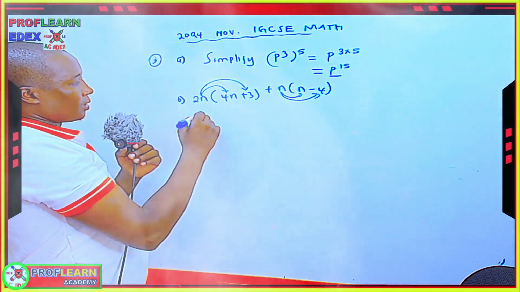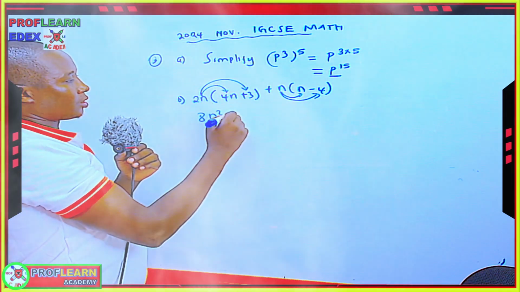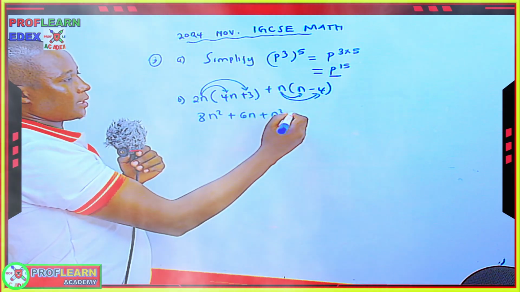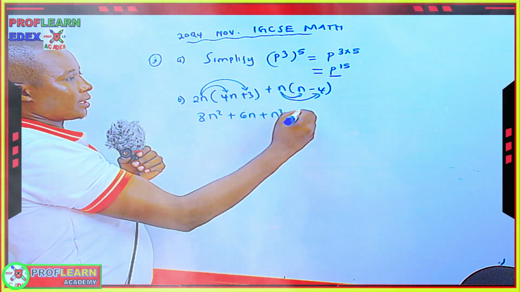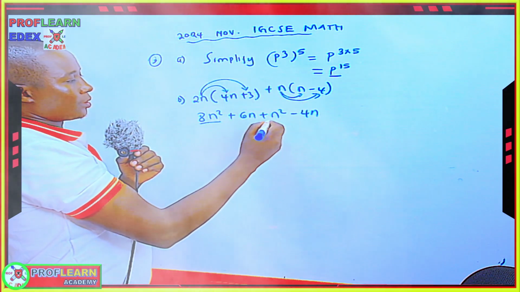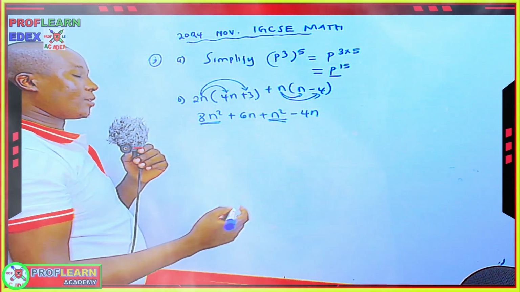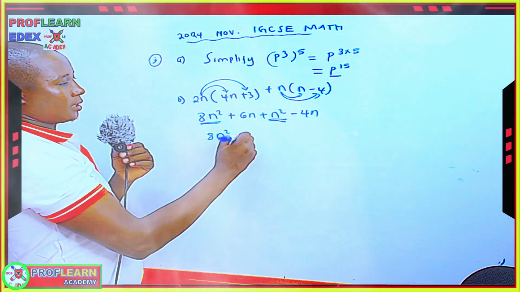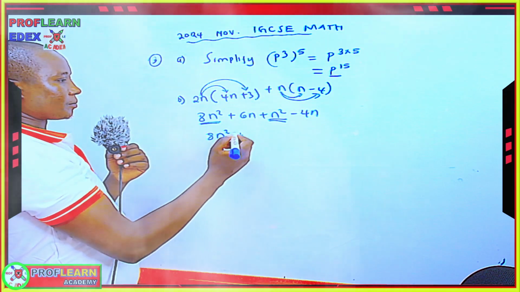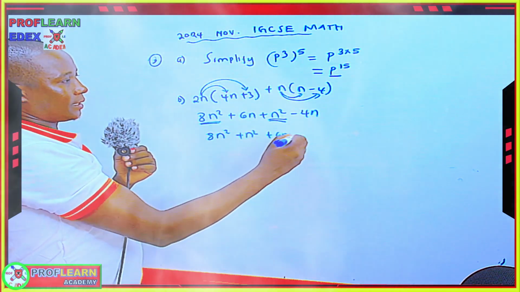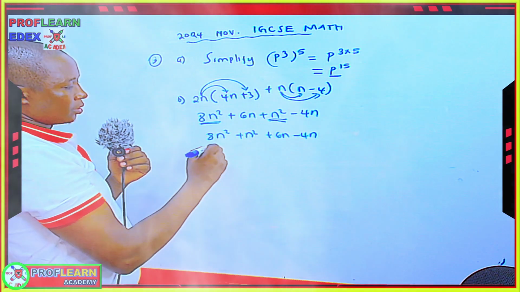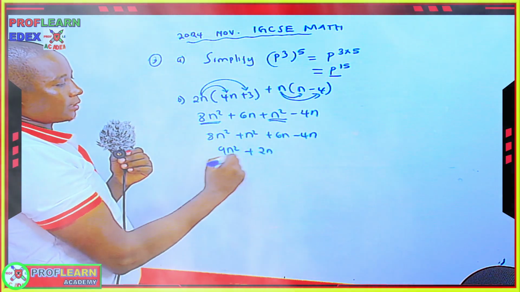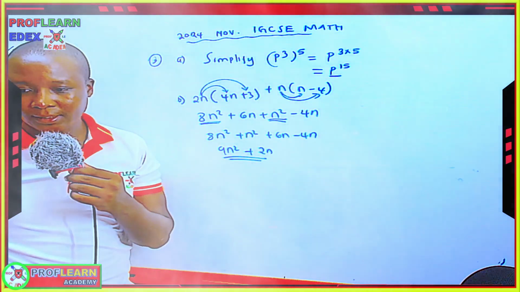So this is going to be 8n squared. This time this is going to be 6n. Then multiplying here, we get n squared. Multiplying here, n times negative 4, we're going to get negative 4n. Those terms with the same powers and the same variables are considered like terms. So this is going to be 8n squared plus n squared plus 6n minus 4n. So this is going to be 9n squared plus 2n, and you are supposed to leave your answer like that.